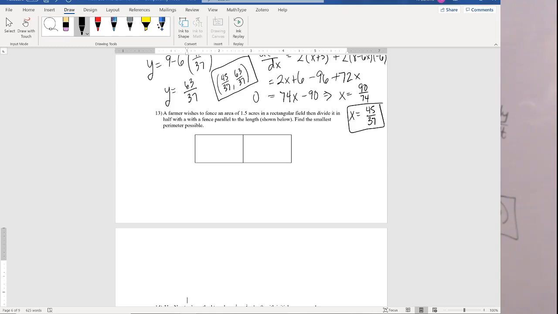Alright, so 2 of you requested 13, so let me go ahead and do that one. It says a farmer wishes to fence an area of 1.5 acres in a rectangular field, then divide it in half with a fence parallel to the length shown below. Find the smallest perimeter possible. So another optimization problem. We just have to define the picture here with x's and y's or whatever you want to call them. So I'm going to call this length x, and I'm going to call this length y.